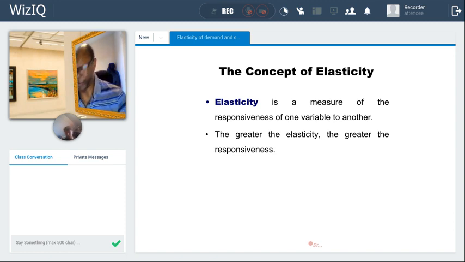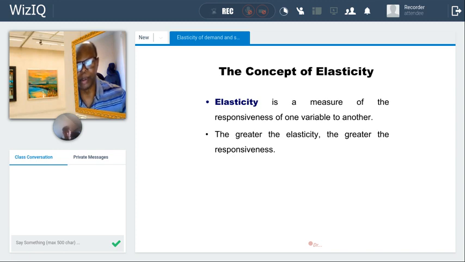The concept of elasticity. Elasticity is a measure of responsiveness of one variable to another. Are you with me? Yes. So what are these two variables, you think? It says responsiveness of one variable to another. What are these two variables? The price, and supply?